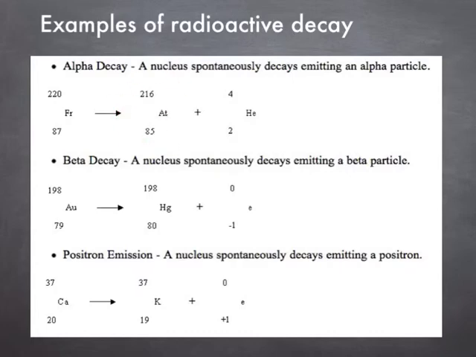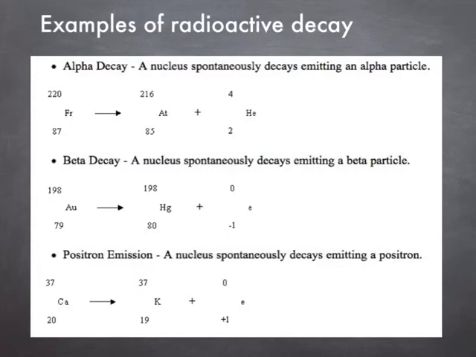Now, in order for it to do that, it has to release some of the particles that are already contained within the original nucleus. And it just so happens that in this case, the particle that is emitted is an alpha particle, which is a helium atom, or helium nucleus, I should say.